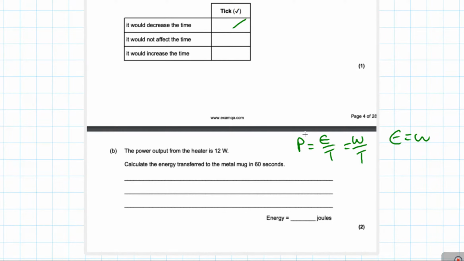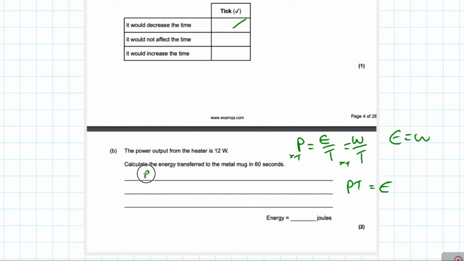We want to rearrange this formula to get energy. So P equals E over T. You're going to times both sides by T and move it to the other side. So our result is PT equals E. From here we can just plug in the numbers.